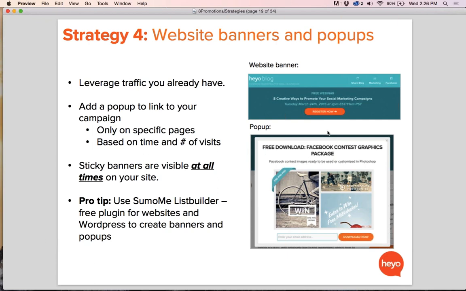To be able to manage these pop-ups and website banners, it's very simple to set up. It's a free tool called SumoMe List Builder. It's a free plugin for websites and WordPress to create banners and pop-ups and control them based on behavior. So if they scroll, if it's their second time reading the article, if it's their first time, if they've been on the page for 30 seconds, it's a really, really powerful tool, and we use it here at Heyo.